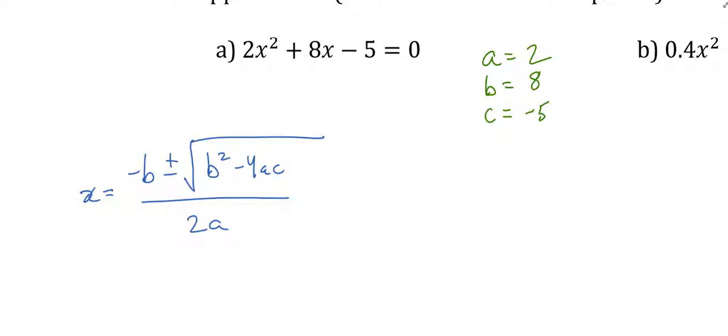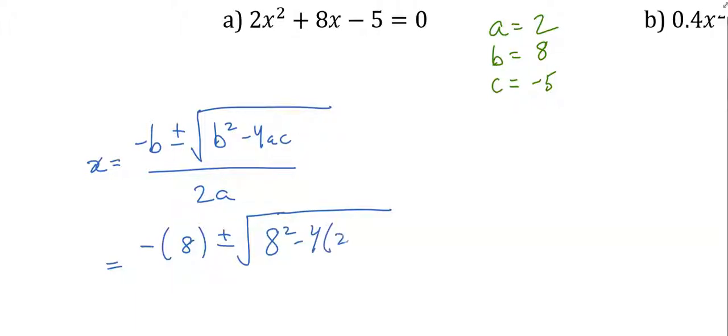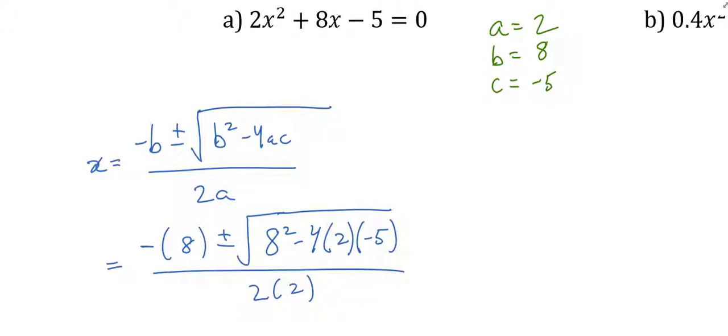Then I take the values a, b, and c that I've already written over here, and I just plug them in. So this is equal to negative b plus minus square root of b squared, which is 8 squared, minus 4 times a, which is 2, times c, which is negative 5, all over 2 times a, which is 2. Remember this?